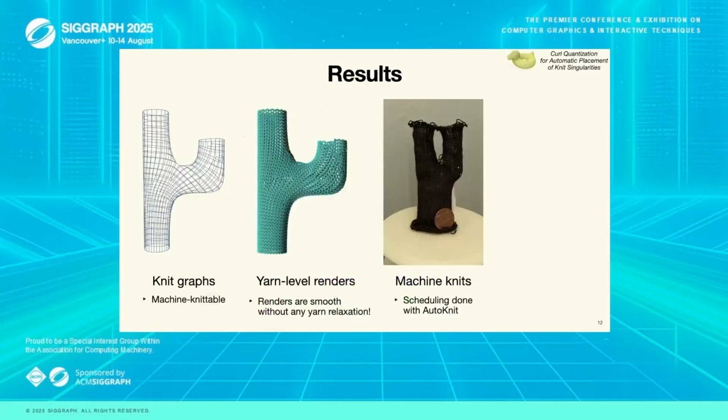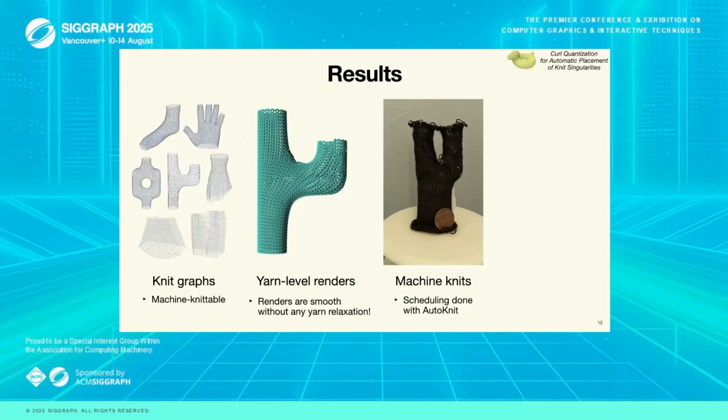Here are some of our results. We consistently produce knit graphs that are as uniform as possible and machine knittable. And we also offer a render tool at the yarn level. And this render is smooth without any yarn relaxation thanks to a global placement of singularities, which is something that previous works like AutoKnit could not achieve.